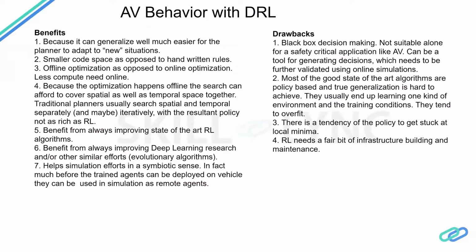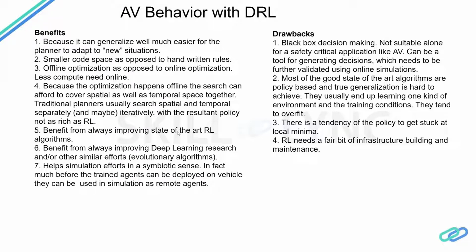Again, I'm trying to summarize the benefits of behavior planning with DRL. Because you are using a neural network, it can generalize much more easily to new situations, like humans can. If you are given a new situation, you can adapt to it. Obviously, there is a smaller code space, since you are not handwriting code for each different situation. The optimization, training and learning are all offline, and online is just a prediction problem, so it's much faster online.